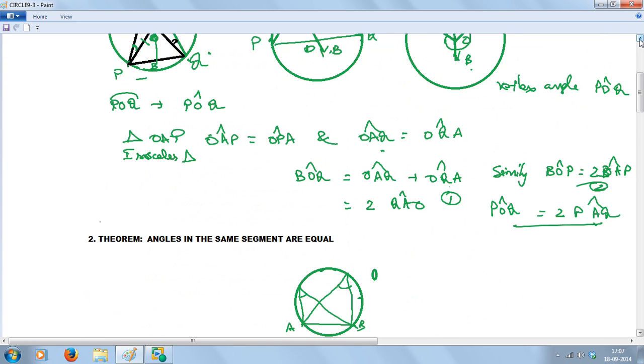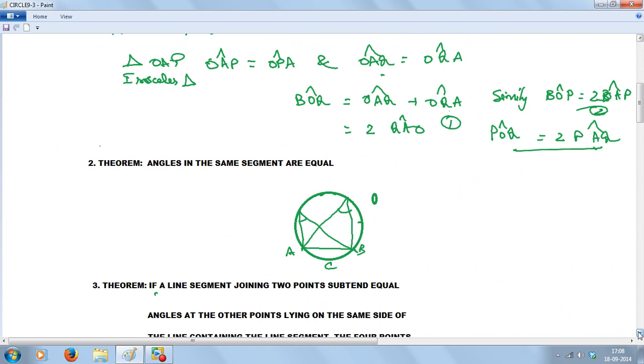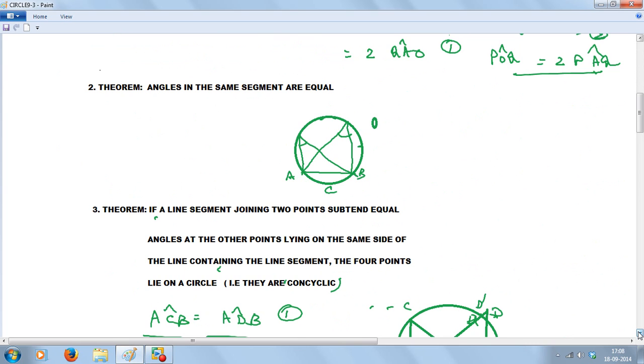So in this lesson, what are all the things we observe? We are concerned with the angle subtended by the arc at the center is double the angle subtended by it at any point on the remaining part of the circle. That is number one. Angles subtended by the segment are equal. Angles subtended in the same segment, so either in the upper segment or lower segment. Angles in the same segment are equal.